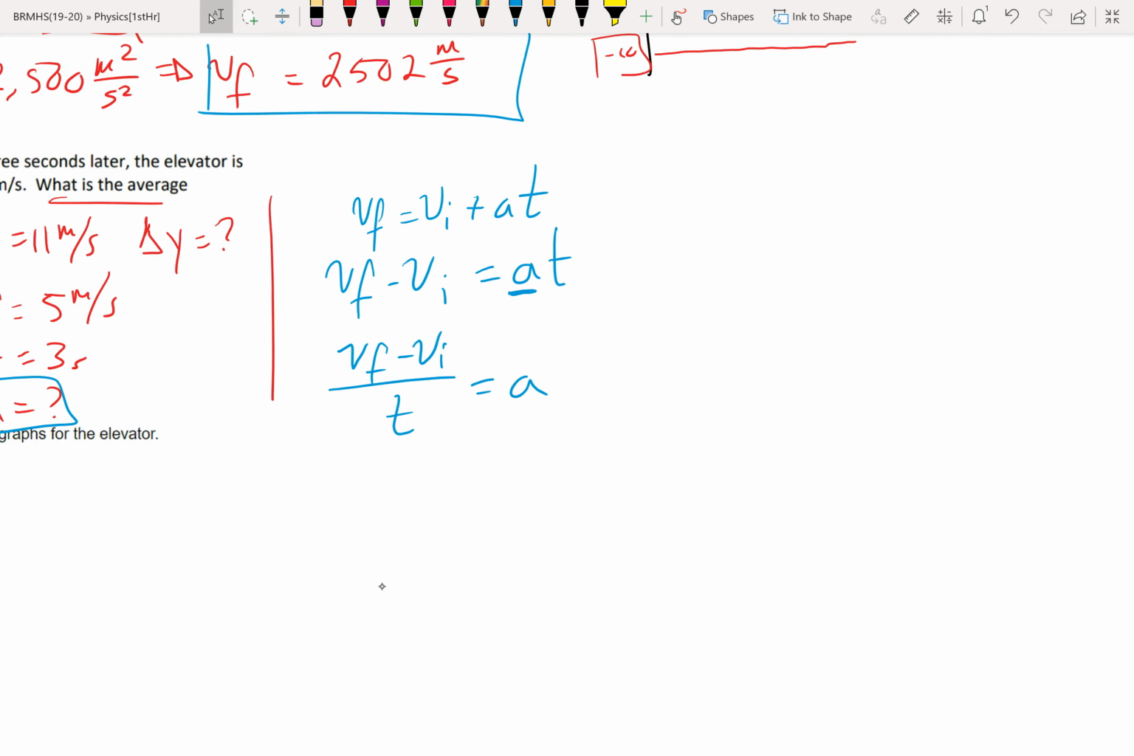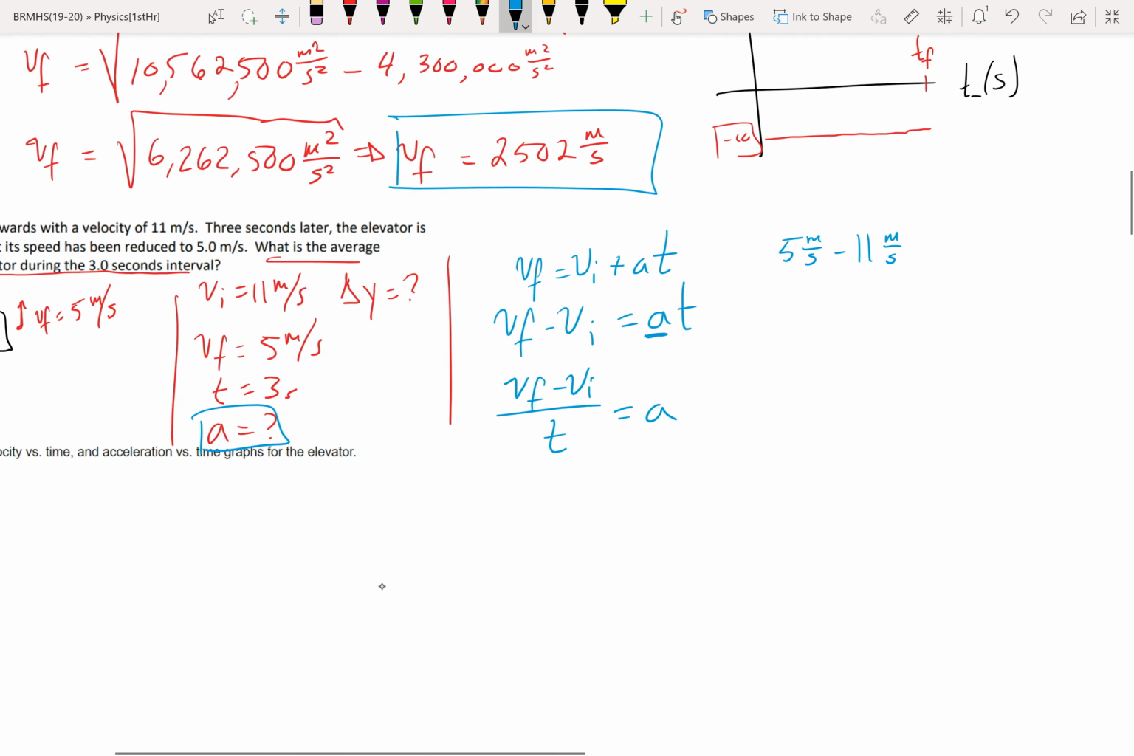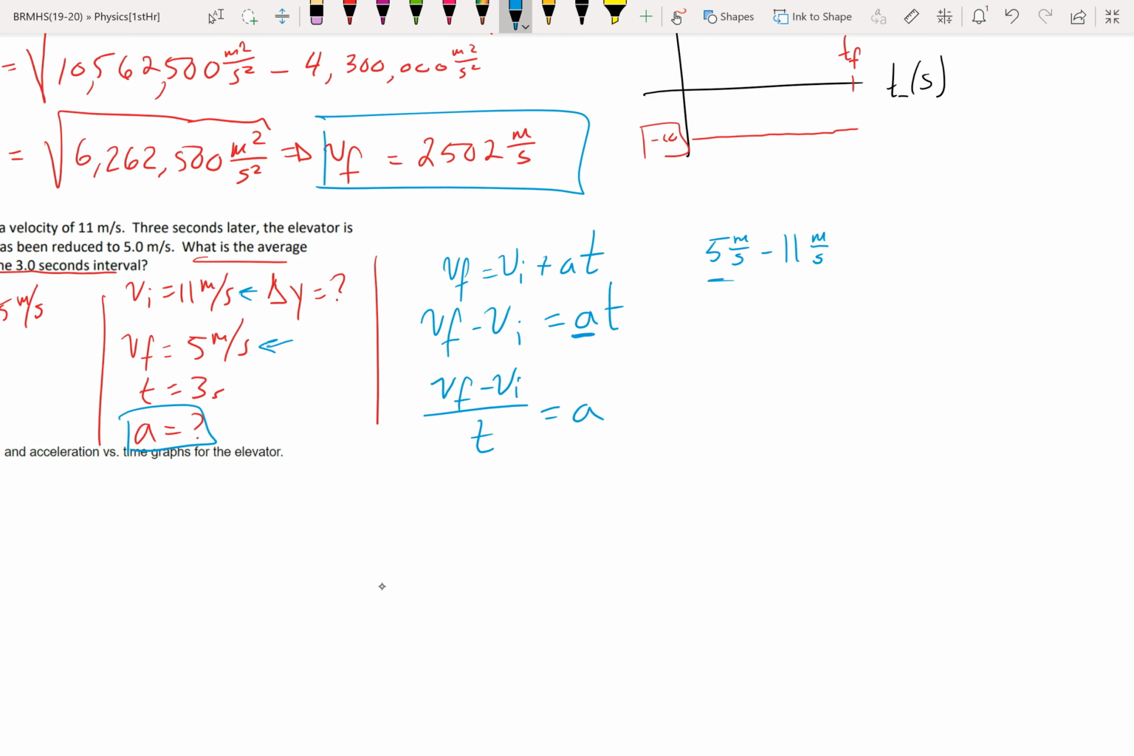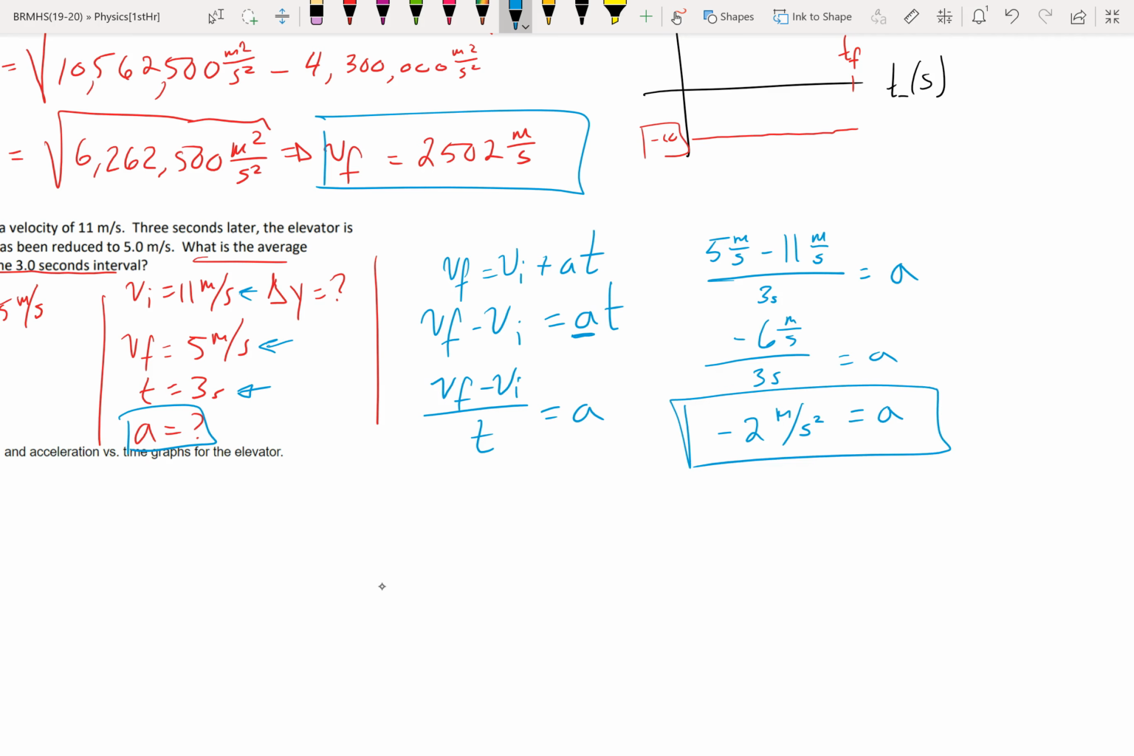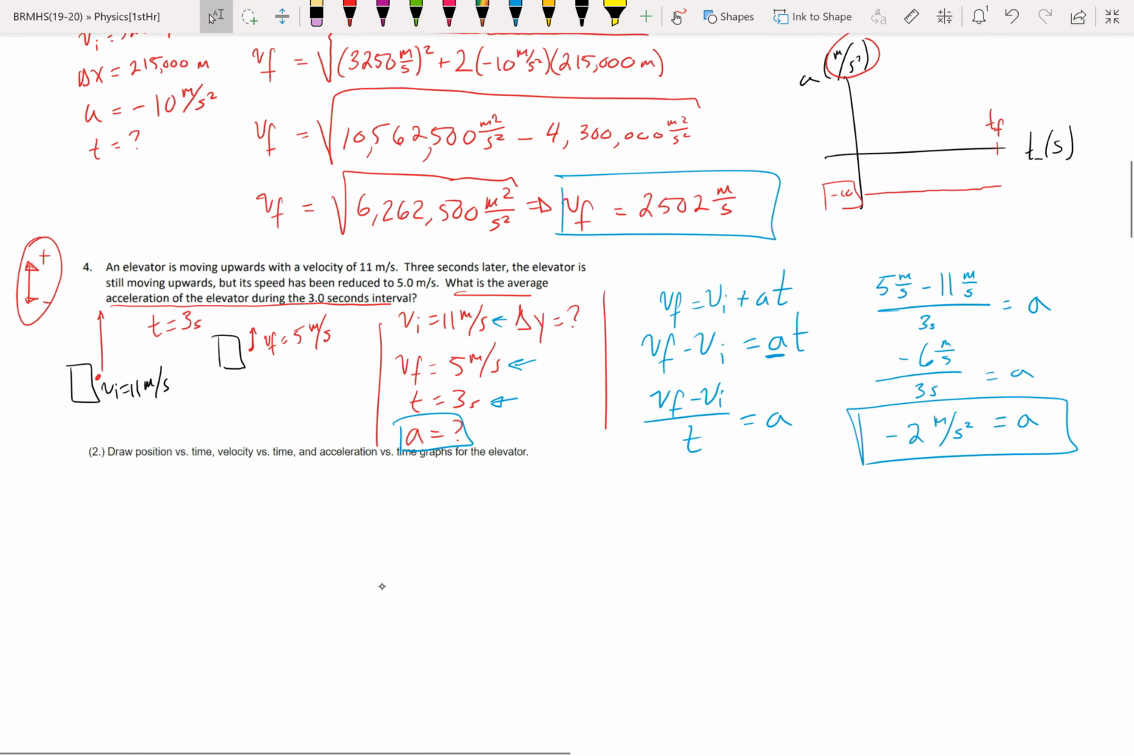Now we can substitute. Final velocity was 5 meters per second. Initial velocity was 11 meters per second. Check my thing. Is that correct? V final, V initial, final minus initial. Yep. Time, 3 seconds is A. So 5 minus 11 is minus 6 meters per second over 3 seconds equals A. So 6 over 3 is 2. I keep my minus sign. Meters per second divided by seconds gets me the appropriate units, meters per second squared. All right, so A is minus 2.